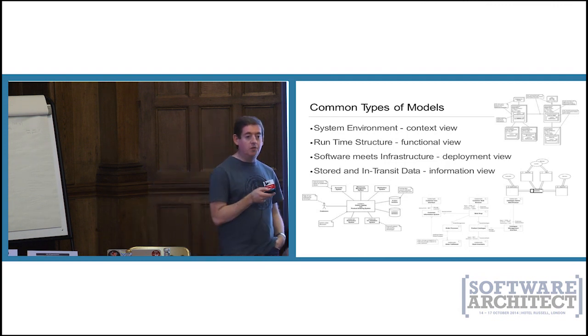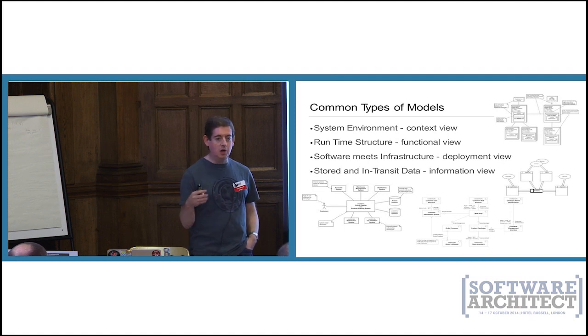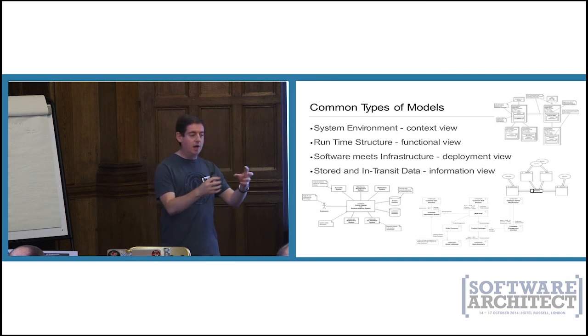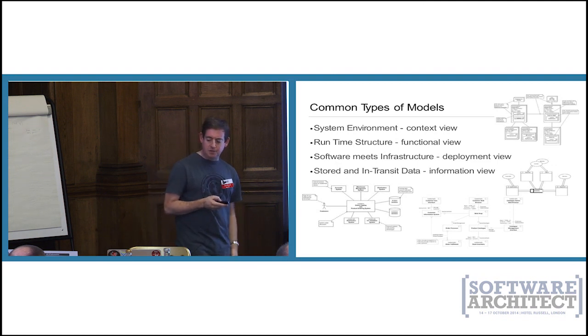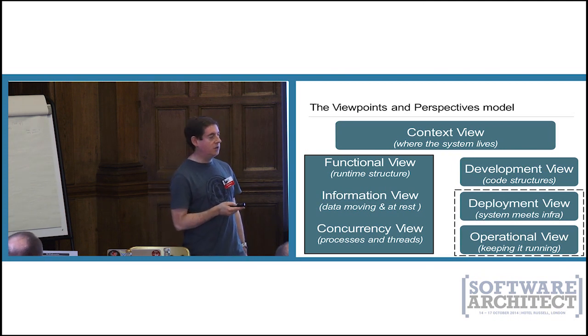I do want to understand when my software meets the infrastructure. I want to be quite clear, even if it's all virtual, I'd like to state that I'm going to do all this on virtual hosts, or I'm going to put it on IIS, or I'm just using a traditional old physical host or database server, or whatever. I want to show the mapping between running things and stuff that they run on top of, and possibly shared services. And there's also stored and in-transit data.